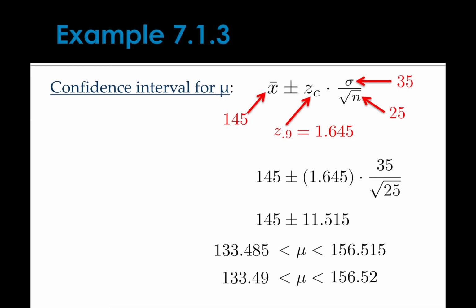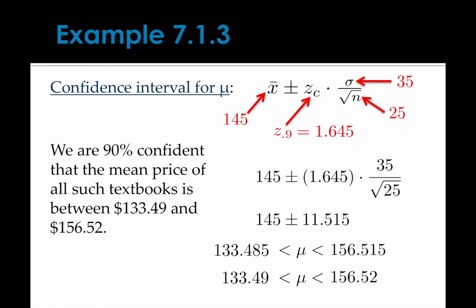And with all of our confidence intervals, we're going to translate them into sentences that would make sense to somebody who's not a statistician. So we're going to write the sentence that says, we are 90% confident that the mean price of all such textbooks is between $133.49 and $156.52. So always a sentence with some units and some explanation for someone who is not currently stuck in a stats class. So that's our first confidence interval.